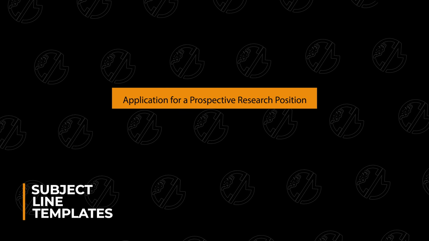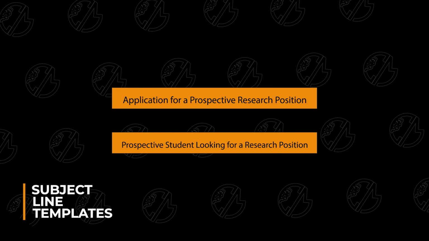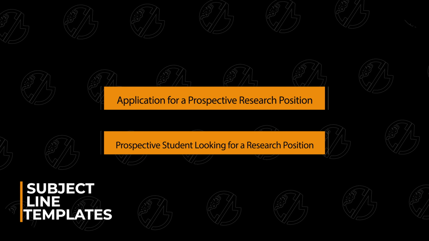Something that's good and informative in a subject line is "Application for a prospective research position," "Prospective student looking for a research position," or something along those lines. Basically, it shows that you are asking for a position which is research-based, and you are a prospective student, not a current student. So that's how you need to differentiate yourself.